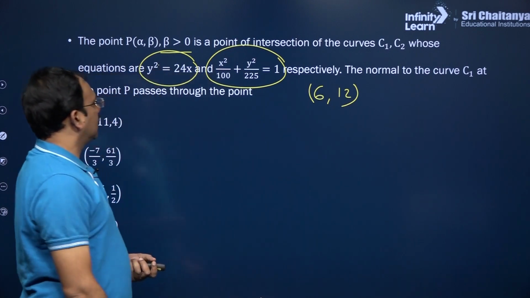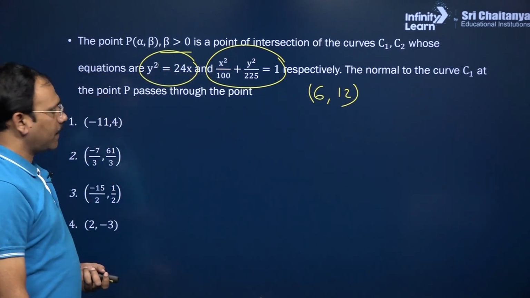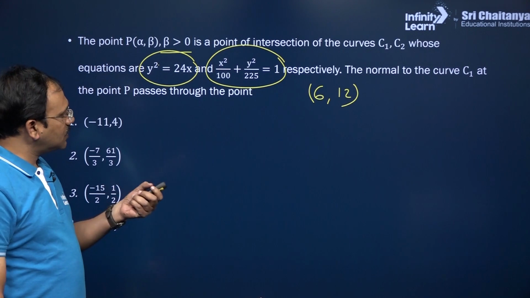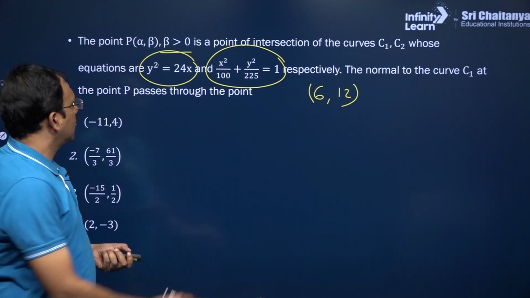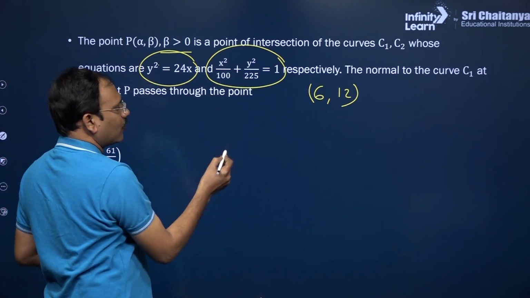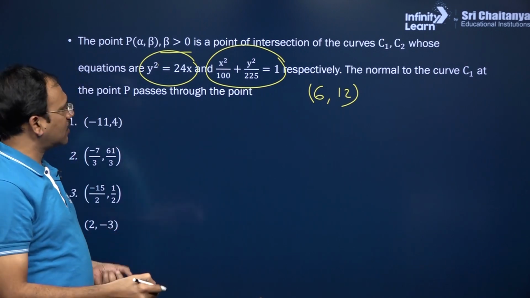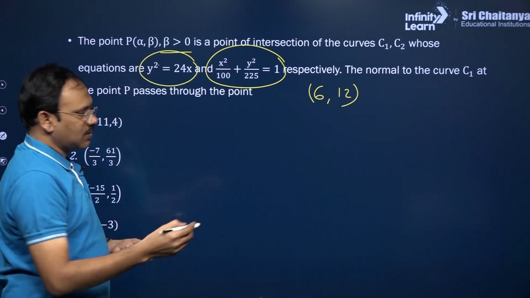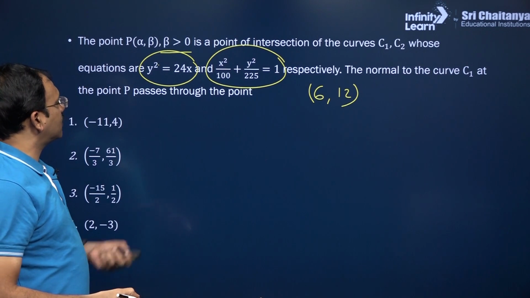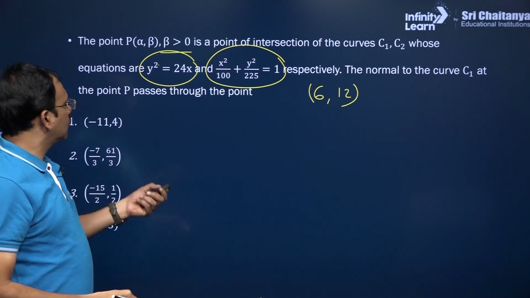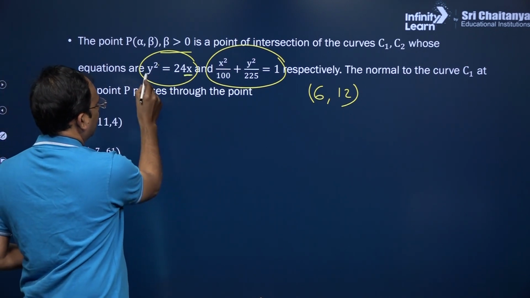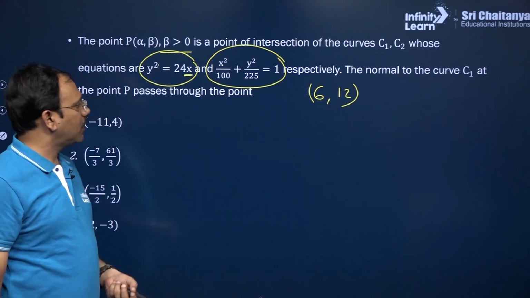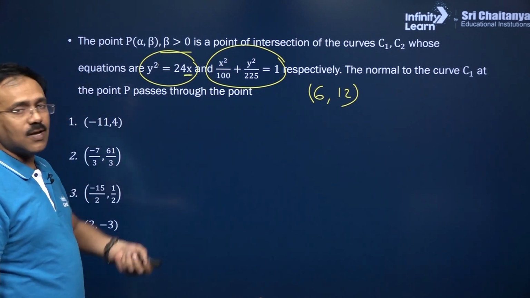Yes, 6 comma 12. So, this is the point. You just solve, you will get the point. Simply replace y square by 24x, you will get a quadratic equation in x. You solve it, you will get x value. Then after that, my dear friends, accordingly you have to take y value. So, x must be positive, my dear friend, because y square positive means x must be positive. You have to take the positive one, 6 comma 12.